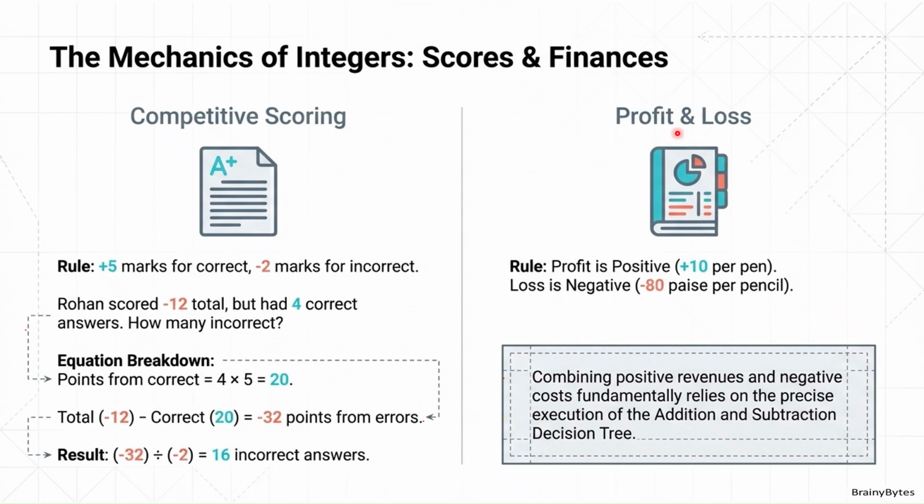Now, let's take a look on the profit and loss scheme. The rule says that profit is always taken as positive, while loss as a negative quantity. Combining both positive revenues and negative costs fundamentally relies on the precise execution of addition and subtraction. So, remember profit as positive and loss as negative.